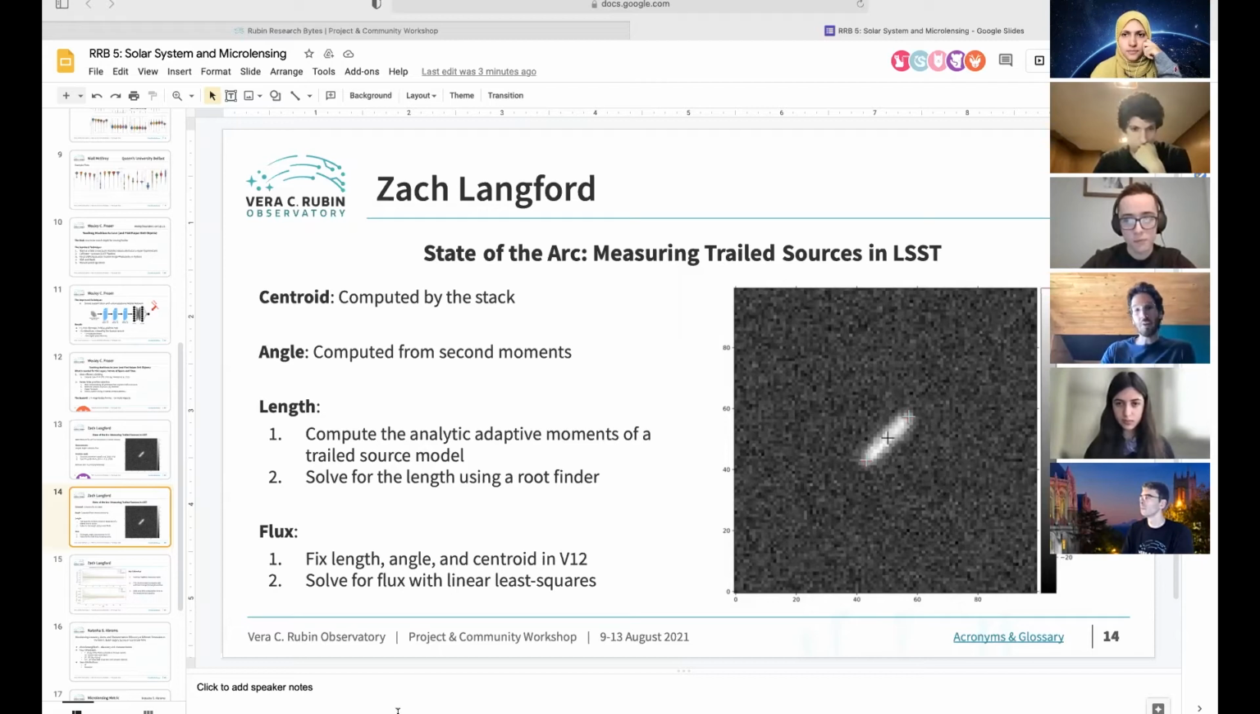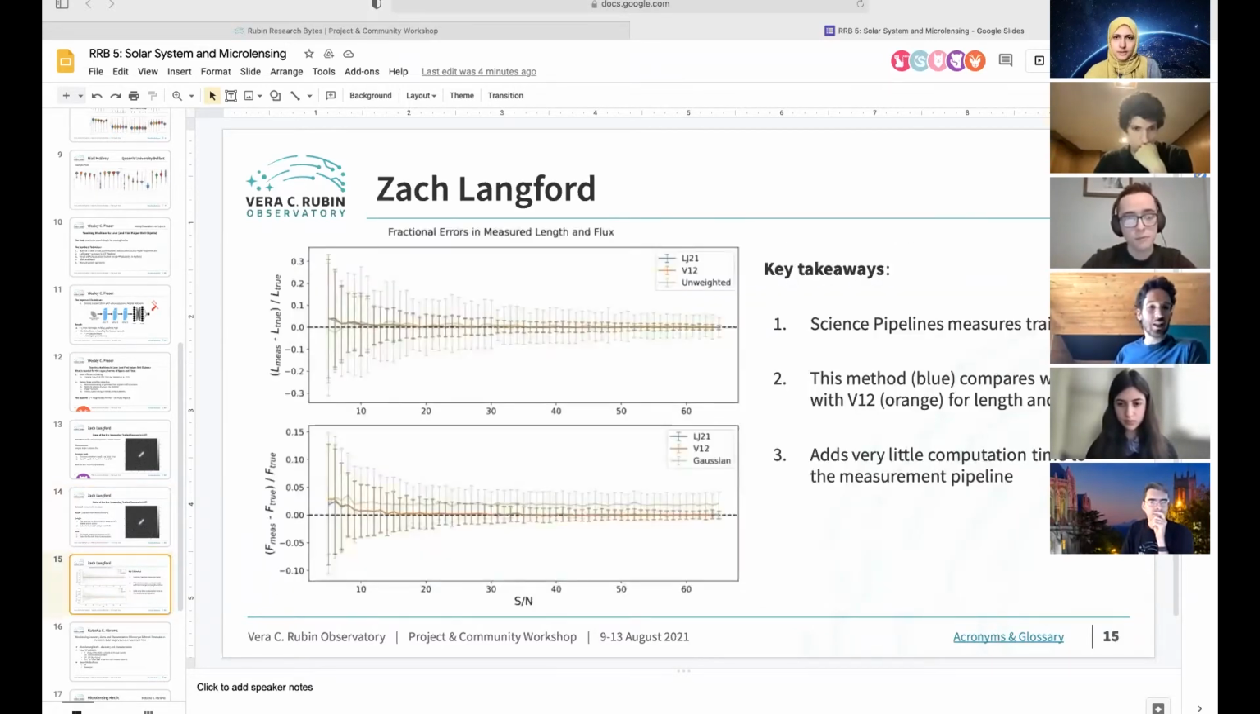And then that actually gives us the flux effectively for free. We can use the Vera et al. 2012 model, fix the length, angle, and centroid, and then we can compute the flux with one-dimensional linear least squares. So how well does this perform? Next slide, please. Thank you.